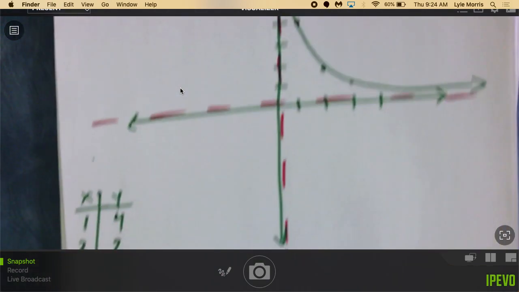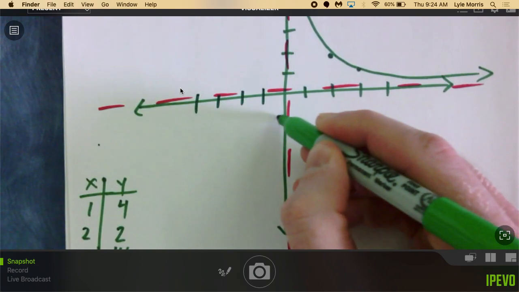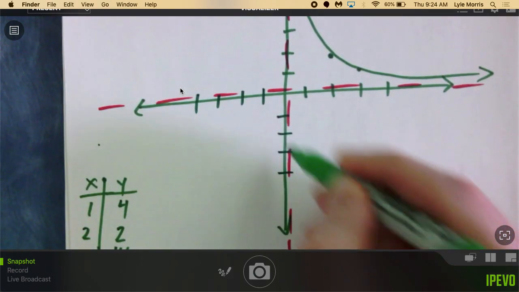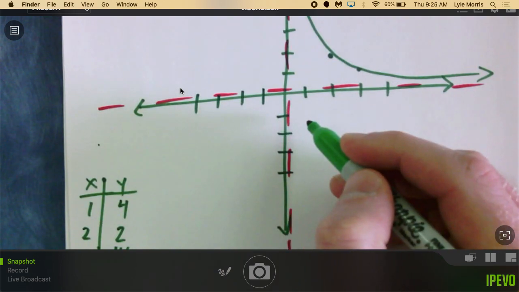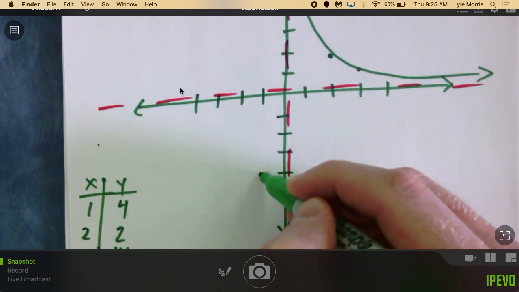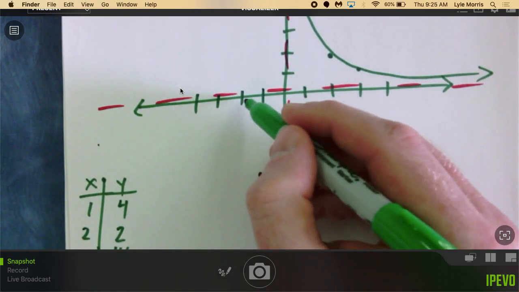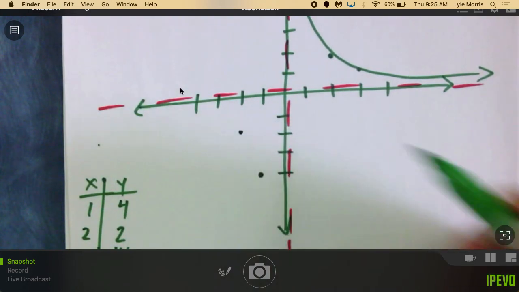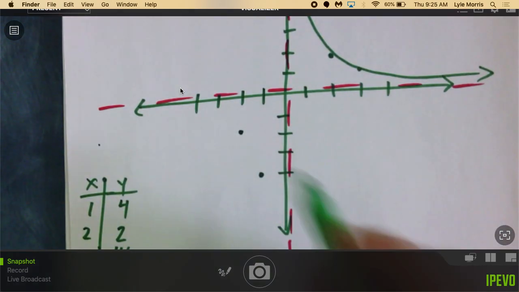So -1, and up 1, 2, 3, 4 in the negative direction: -1 is going to be -4. And -2 is going to be -2. And so on. You can plot more if you want, but you don't need to. Just follow this curve.